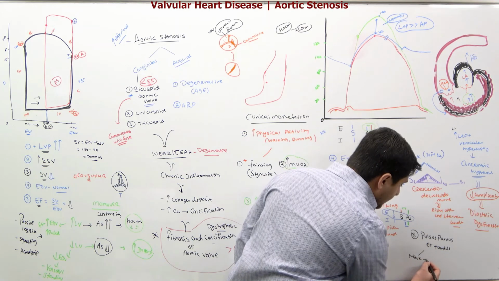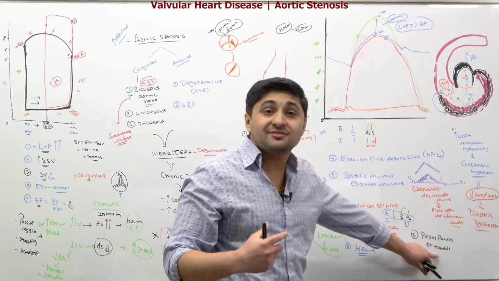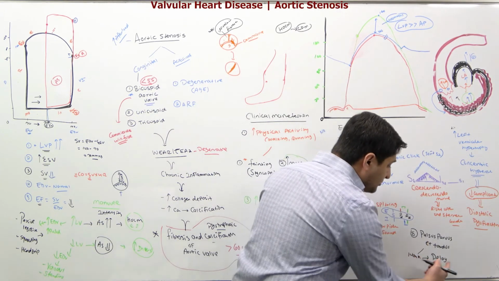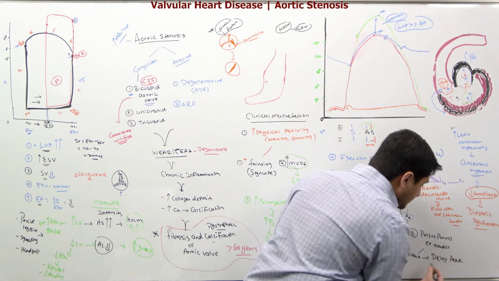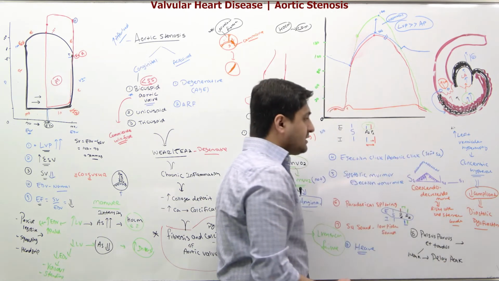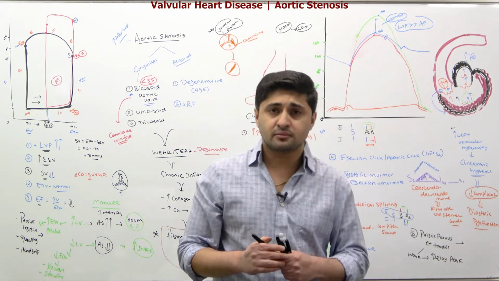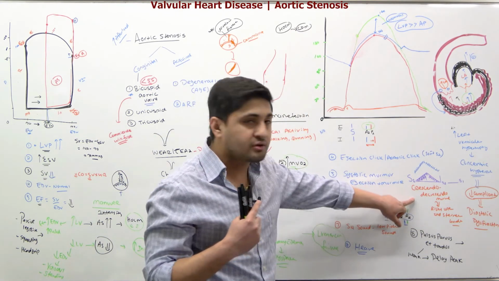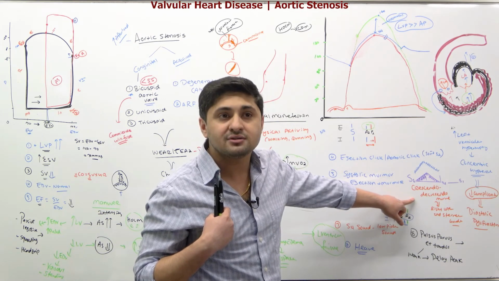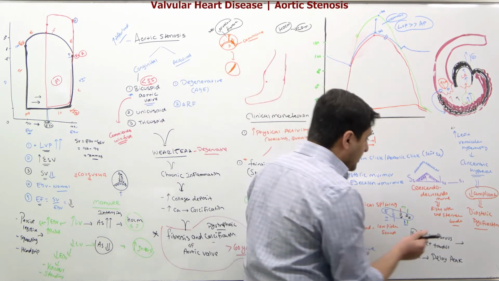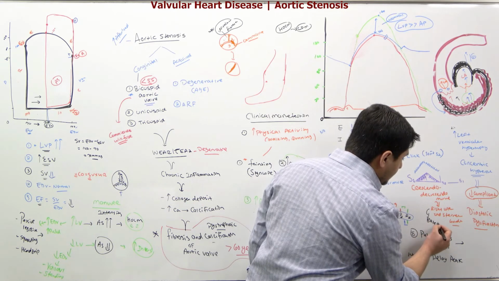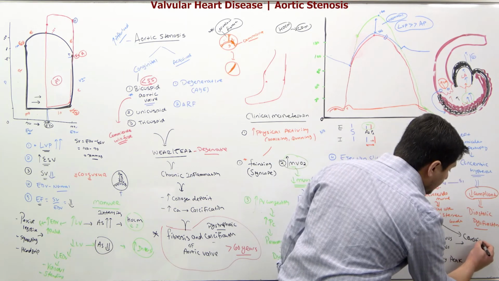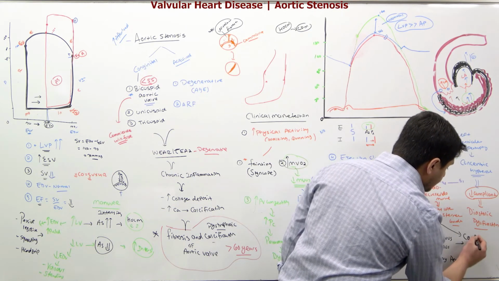There's a weak pulse there, plus tardus. Tardus is a delay, a delayed peak. So pulses are weak with a delayed peak. That's what it is. Plus, you should remember this murmur. It's the loudest at what? At the base, and the base is the second intercostal space, right? And sometimes that can radiate to the carotid artery too. The carotid artery is also something you should remember.